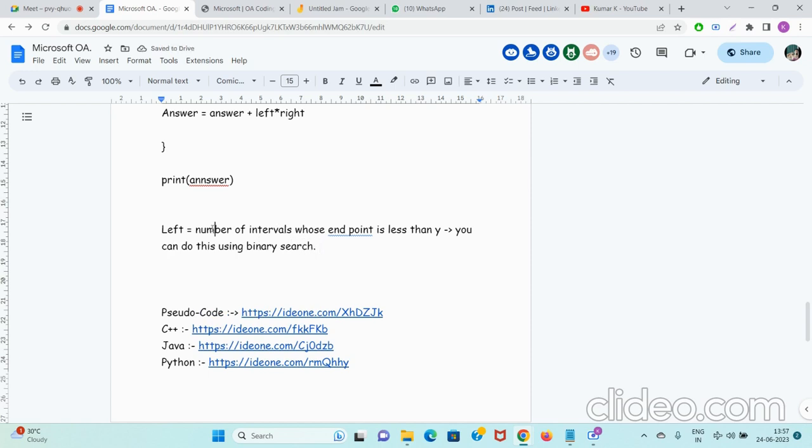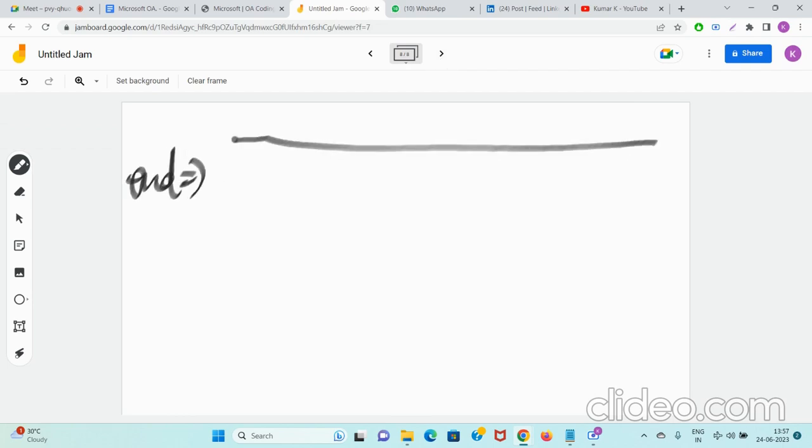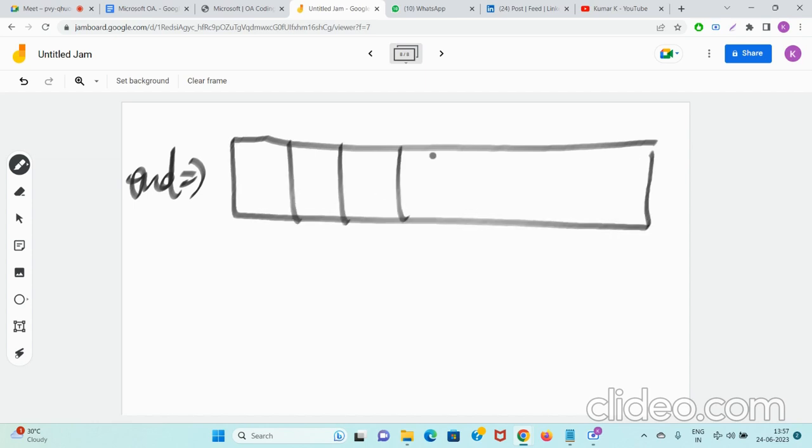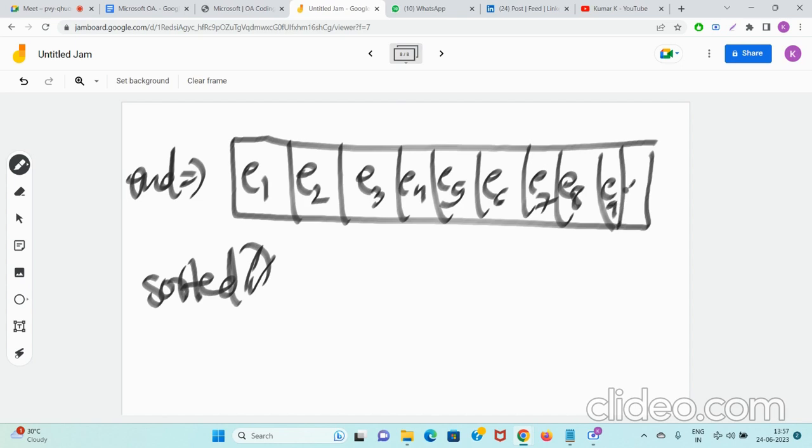They are telling you ki bhai, tell me the number of intervals whose end point is less than y. So, हम क्या करेंगे? We will make an end array which will store the end point of all the intervals. Okay? And I will keep it in a sorted format. So, E1 is the end point of first interval, E2 is the end point of second interval, E3, E4, up to E10. So, guys, this is sorted. Sorted means in ascending order, these are the numbers.